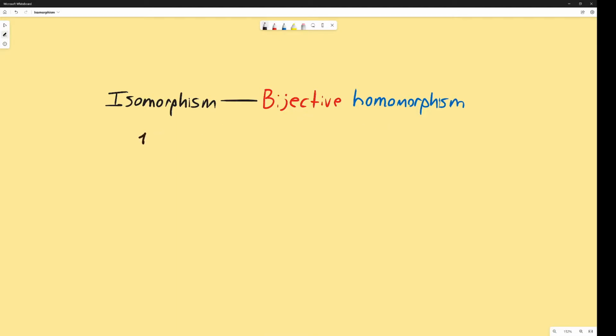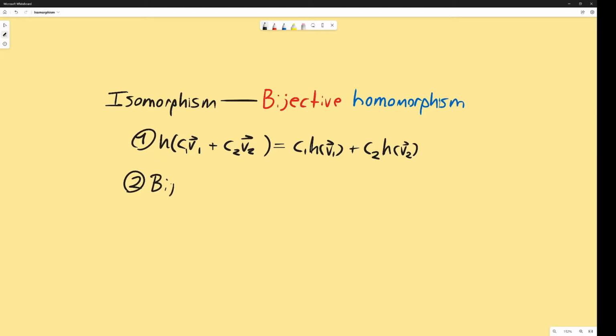This means that it abides by two conditions. The first one is linearity, again, that if I have a linear combination of vectors in the domain, say c1 times v1 plus c2 times v2, and then I apply the map h to that, that's the same thing as c1 times h of v1 plus c2 times h of v2. The second condition is that it is a bijection. And a bijection, as I detailed a few videos ago, is a map between two spaces that is one-to-one and onto. It's injective and surjective.